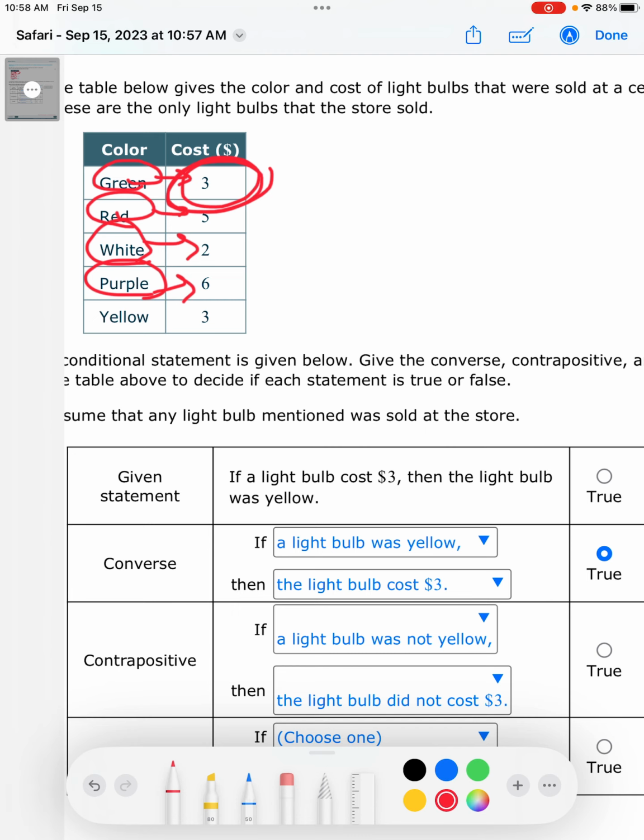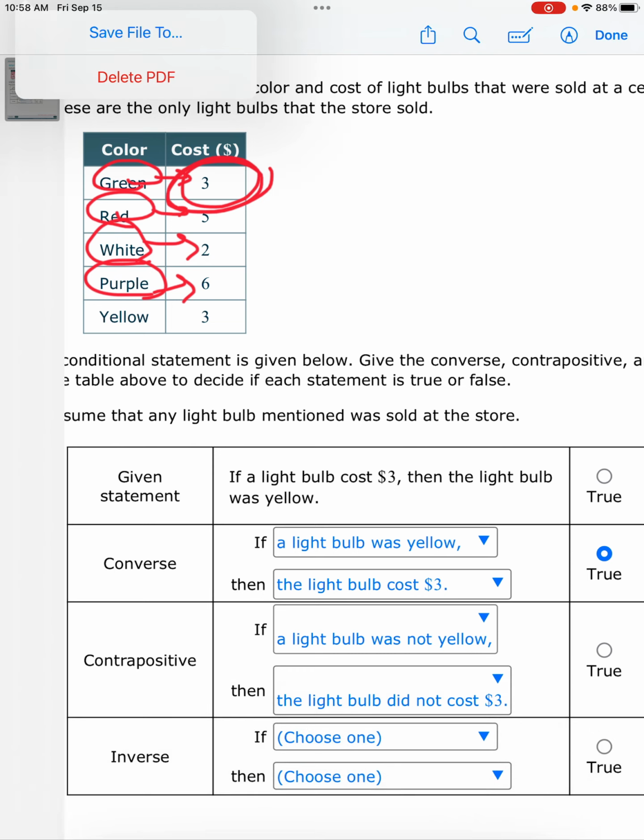So the contrapositive is only kind of correct, but is it a completely true statement? Absolutely not, because the green light bulb ruins this statement, right? Because it does both parts. It says it's a light bulb that's not yellow. However, it doesn't follow that it shouldn't cost $3, because it does cost $3. All right? So we're going to say this one is false.